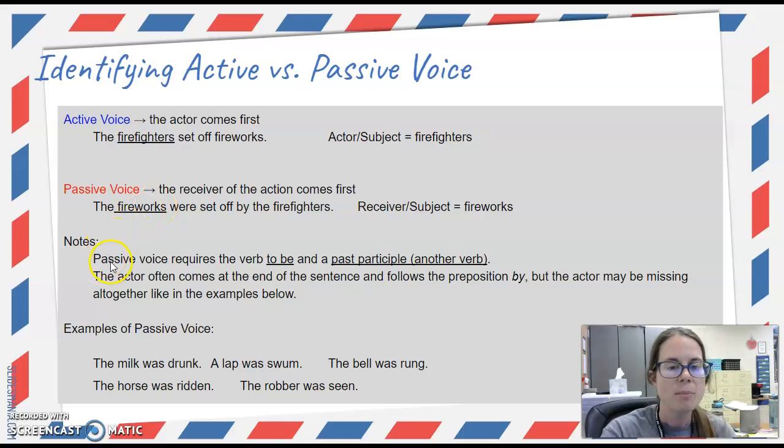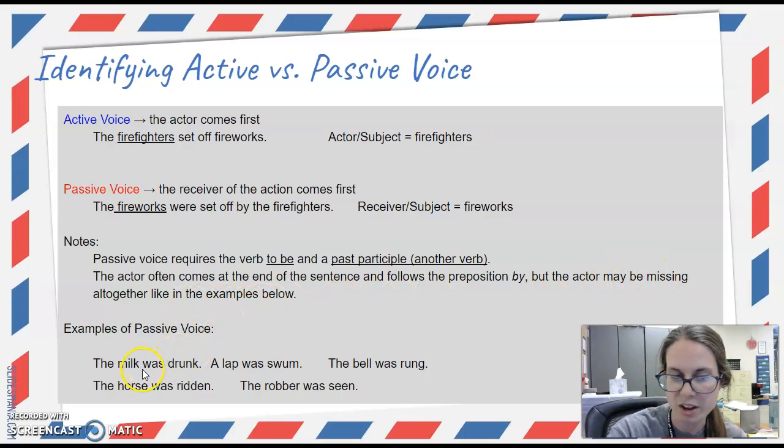So, notes: passive voice requires the verb to be and a past participle. That's another verb. So were, is, was, are, those are all versions of the verb to be, and set is another verb that is the past participle. The actor often comes at the end of the sentence and follows the preposition by in passive voice, but the actor may be missing altogether, like in the examples below.